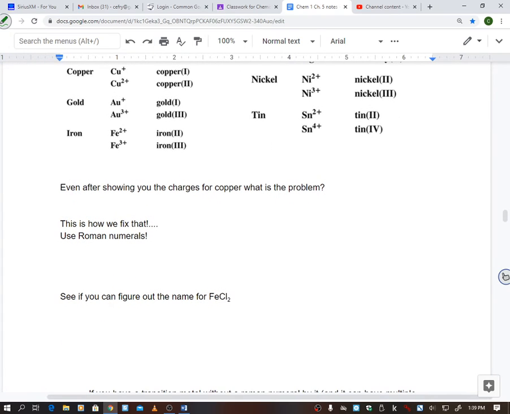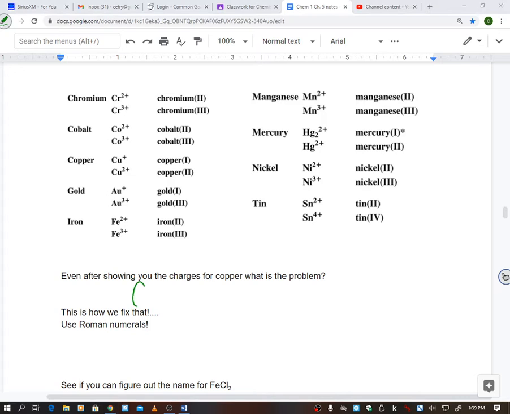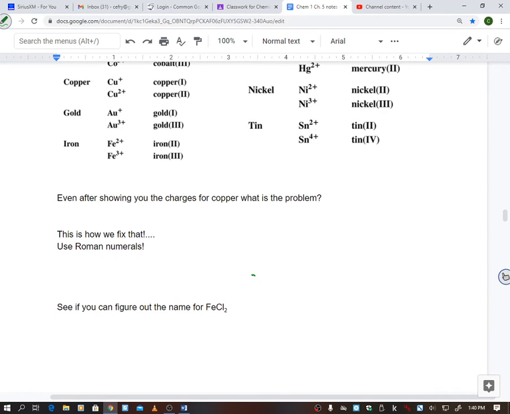So even after showing you the charges for copper, what is the problem? So I showed you that copper can be a +1 or a +2. So here I go. I'm like, okay, awesome, -2. And then I'm like, ooh, do I use a +1 or do I use a +2 here? Well, in the previous problem, it didn't even tell us. It just said copper and oxygen. So I don't know, maybe it's CuO, or is it Cu2O? It depends if this is a +2 or if this is a +1. So I still don't know how to do that. So this is how we fix that, using those Roman numerals like I was just talking to you guys about.